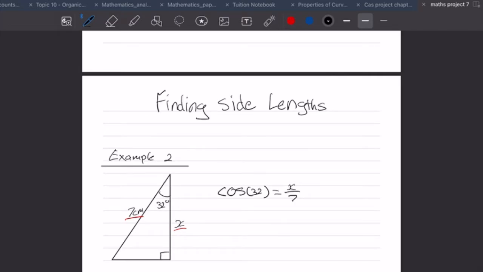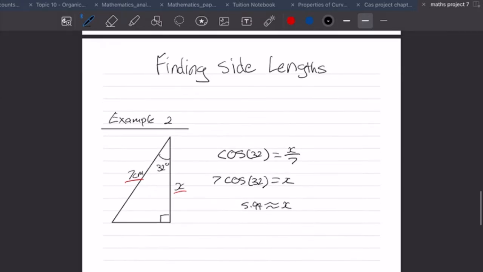To find x, we'll just use 7 times cosine 32 degrees, which should equal x, and you can put this into a calculator and you should get approximately x equal to 5.94. So that's the distance of x. You can use this concept to find side lengths.